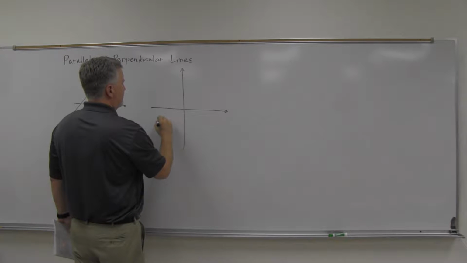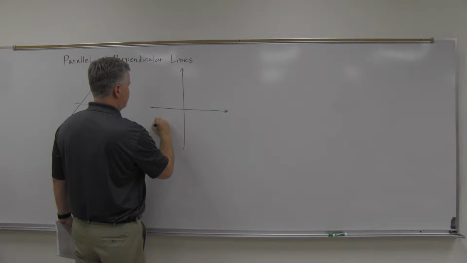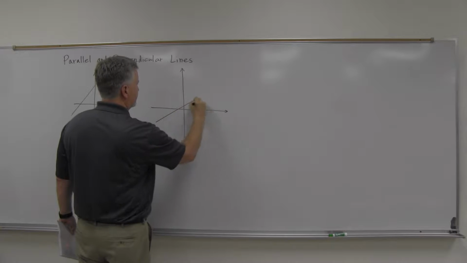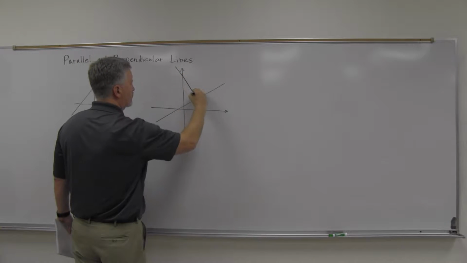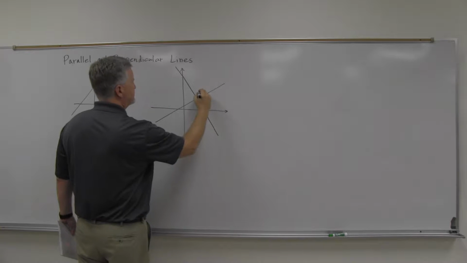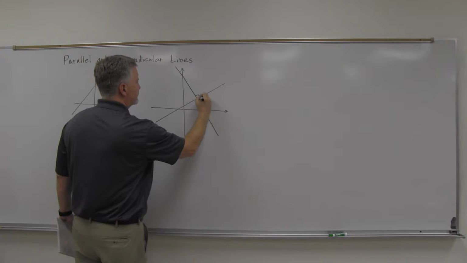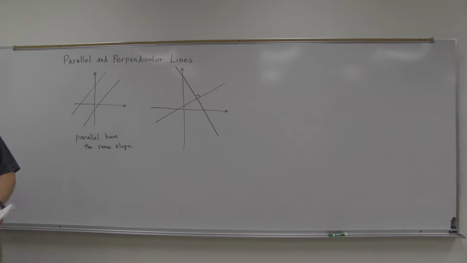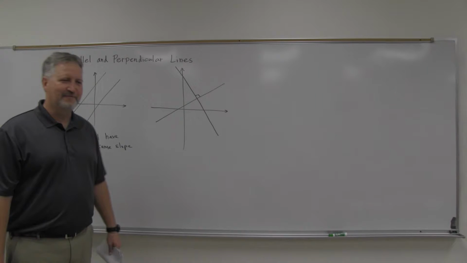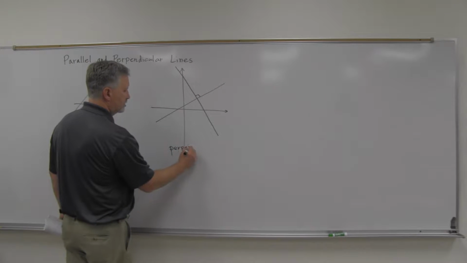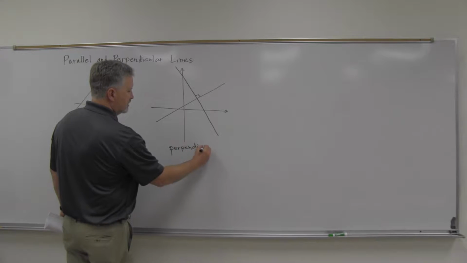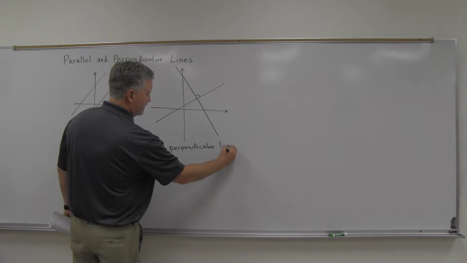Let's draw a couple of perpendicular lines up here then. We'll go slowly through the whole deal. So perpendicular means they meet at right angles. Got a 90-degree angle between the two. And obviously those two do not have the same slope. But they are perpendicular because they are the way I set it up there.